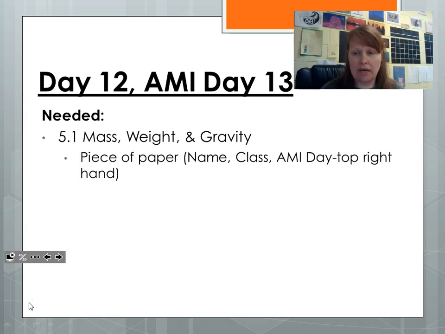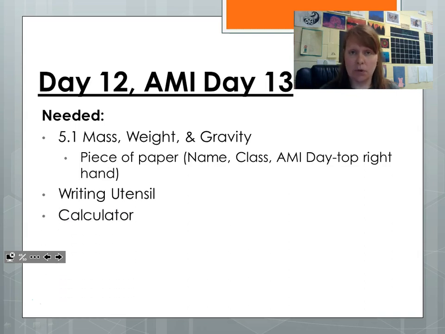If you cannot print off the worksheet, on that piece of paper, top right hand corner, write your name. Physical Science, AMI day 13. Do not put day 12, put day 13 in the top right hand corner. You need a writing utensil, preferably a pencil, and a calculator because there will be some multiplying and dividing.